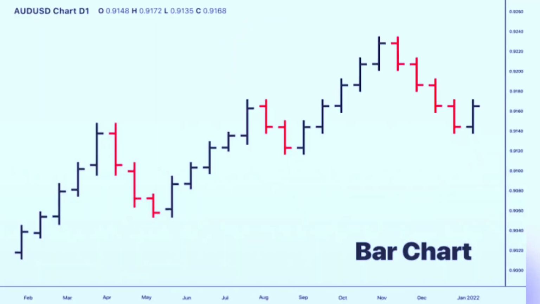Number one is the fact that bar charts can be quite difficult to interpret, especially for beginners, because of the ticks, the tick to the left, the tick to the right. It might make it quite difficult to understand, grasp, and comprehend, especially for beginners. So I'll say bar chart is not beginner friendly.